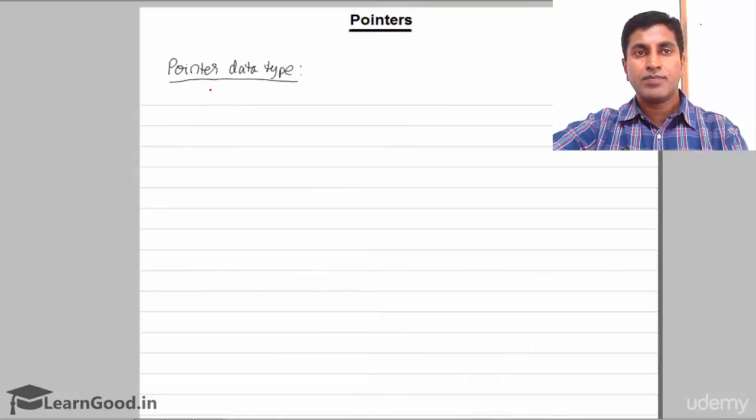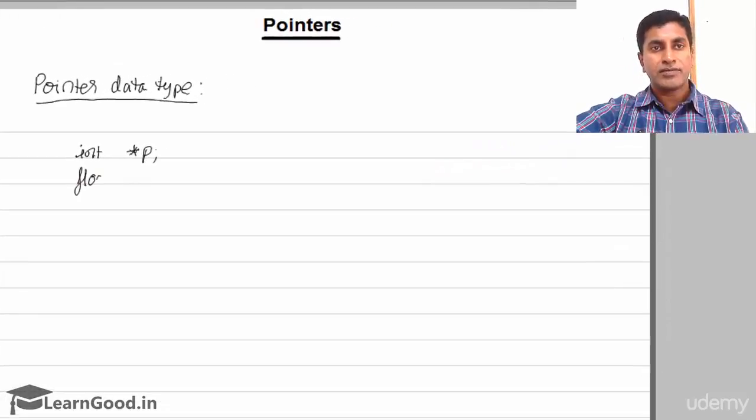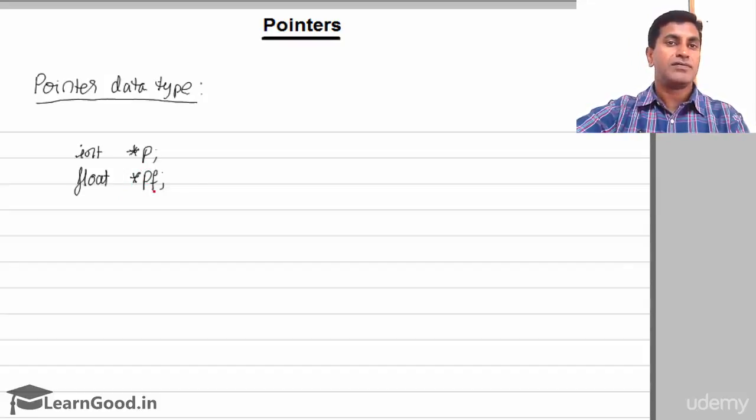So we'll see about pointer data type. If I declare here int asterisk of p, so this pointer is going to be of type int. Same way, if I declare a pointer of type float by giving an asterisk of pf, then this pf is going to be of type float. Now, how many bytes is allocated for this p and then pf?